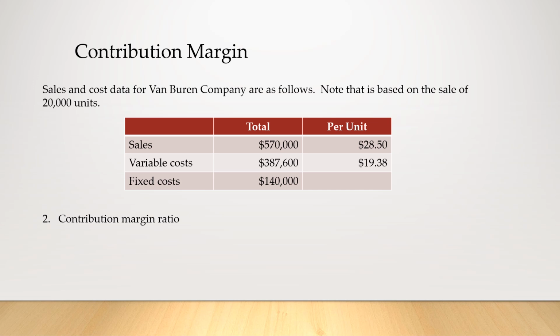Number 2, calculate the contribution margin ratio. The contribution margin ratio is the contribution margin expressed as a percentage of sales. The general formula for this ratio is sales less variable costs divided by sales. With the information provided in this table, we can calculate the contribution margin ratio in a couple of ways. The first is based upon our total sales and variable costs.